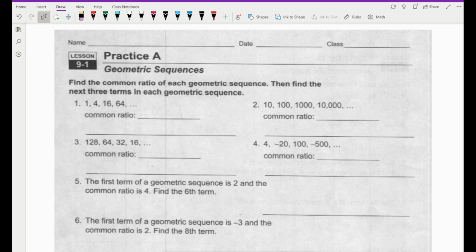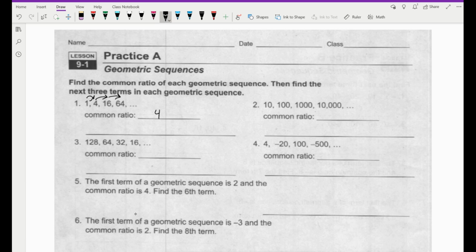Let's look at the practice A worksheet. For number 1, they give us a sequence of numbers: 1, 4, 16, and 64. It says, what is the common ratio? Well, each time we're multiplying by what number? The common ratio is simply 4.